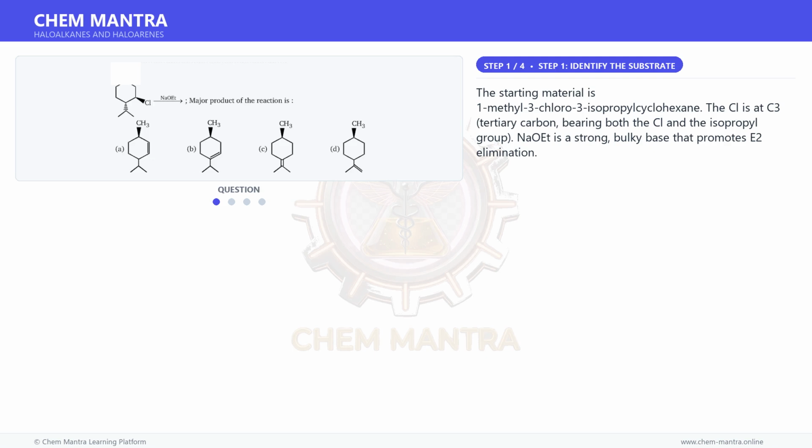The starting material is 1-methyl-3-chloro-3-isopropyl-cyclohexane. The Cl is at C3, a tertiary carbon, bearing both the Cl and the isopropyl group. Now it is a strong, bulky base that promotes E2 elimination.